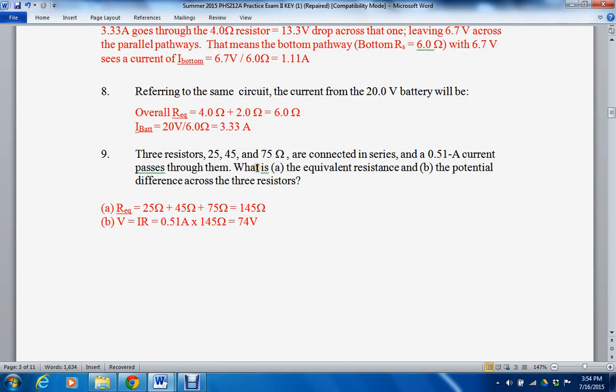I have 3 resistors, 25, 45, and 75 ohms, and they're all connected in series, and a 0.51 amp current passes through them. What is the equivalent resistance, and what is the potential difference across the 3 resistors? So the equivalent resistance for series, just add them together, 145 ohms, and then V equals IR, the current 0.51 amps times that 145 ohm equivalent resistance gives me 74 volts.